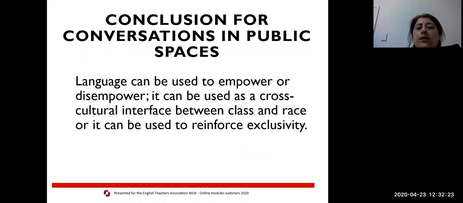So what can we conclude in terms of conversations in the public spaces? What we can conclude is that language can be used to empower us or disempower us. It can be used as a cross-cultural interface between class and race, or it can be used to reinforce exclusivity. So again, your thesis, your sections of things you can talk about, and then your conclusion.